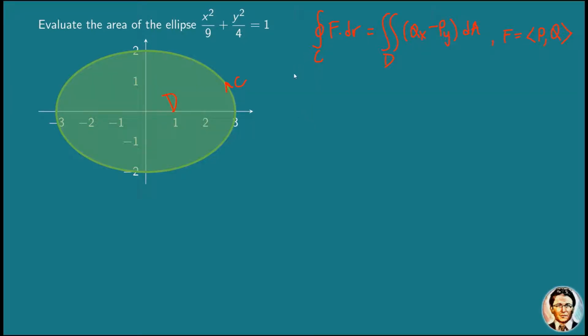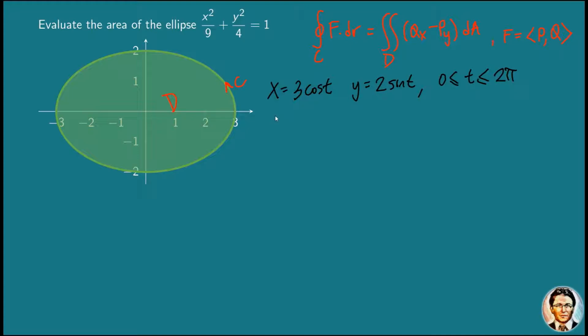So we are going to evaluate the area by parameterizing C. How do we parameterize C? We say x is equal to 3 cosine t, y is equal to 2 sine t, and t is from 0 to 2 pi, so it will cover all the points on the ellipse.